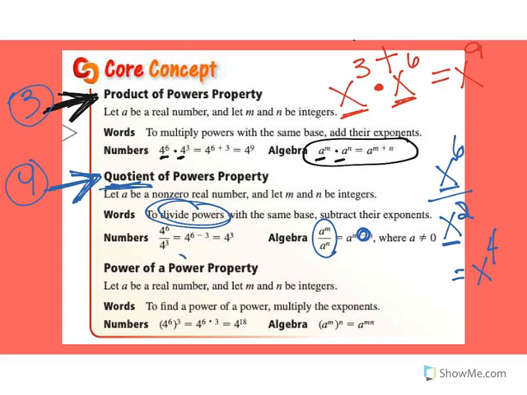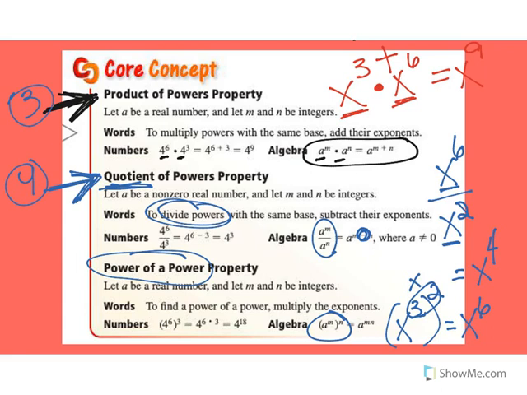And then power of a power is when we take a power, so something that already has a power, so x to the 3rd, and then we raise that whole thing to the 2nd power. Then we take our exponents and we multiply them, so x to the 6th.